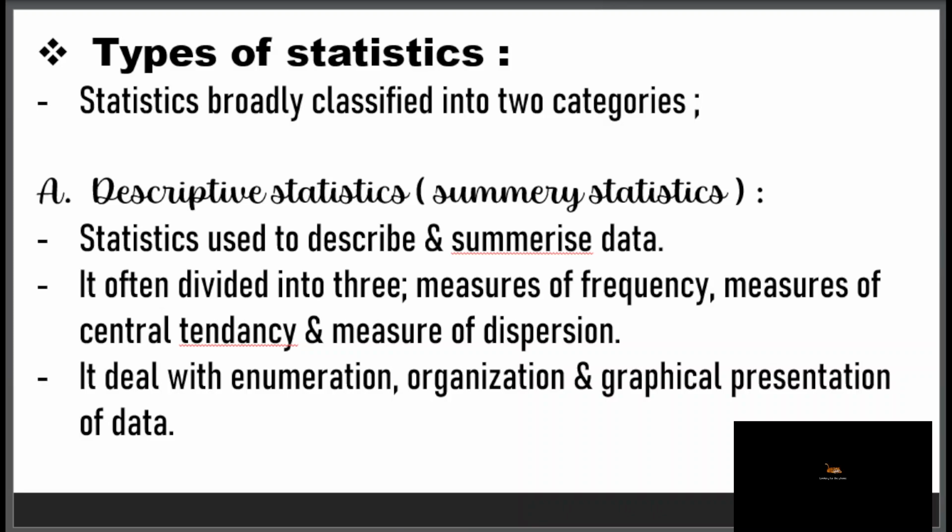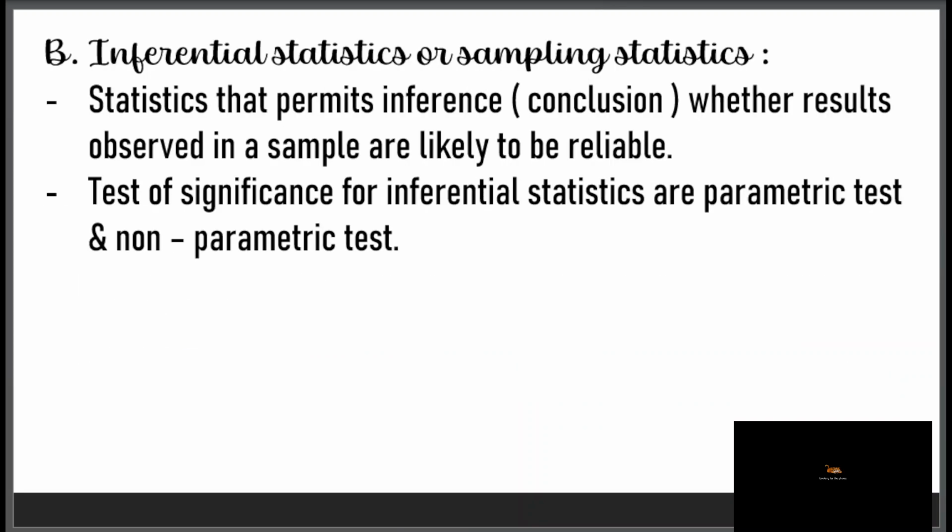These are broad classifications. The first one is descriptive statistics, or we can also call it summary statistics, which are the statistics used to describe or summarize data. It is often divided into three: measures of frequency, measures of central tendency, and measures of dispersion, which we will see in the next units. It deals with enumeration, organization, and graphical presentation of data.